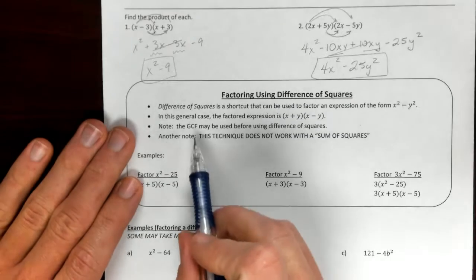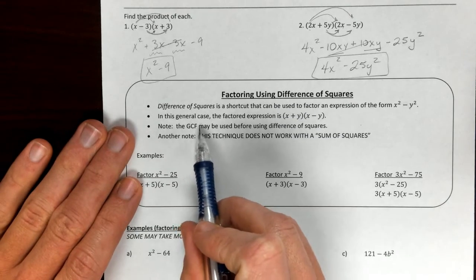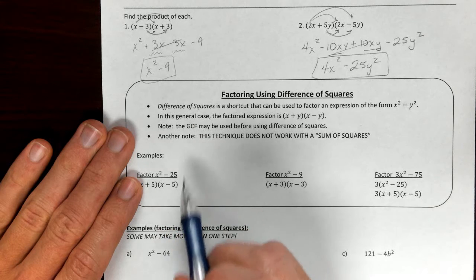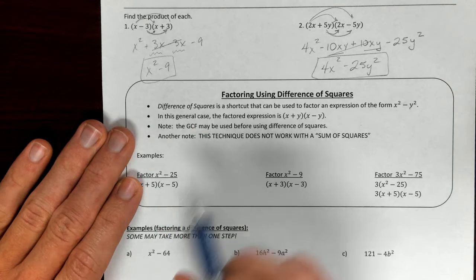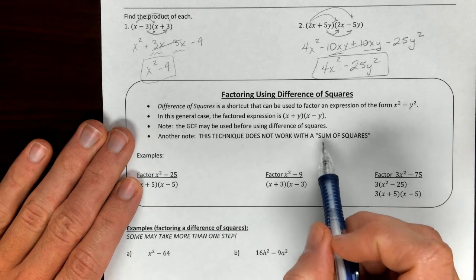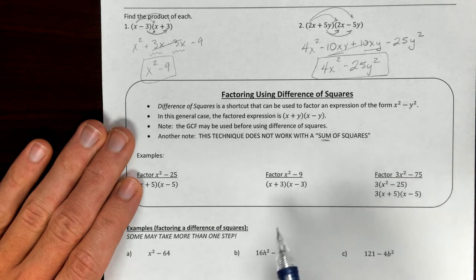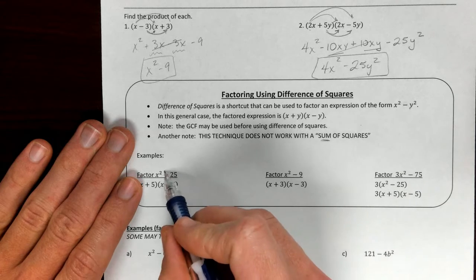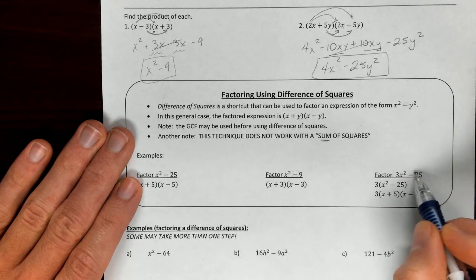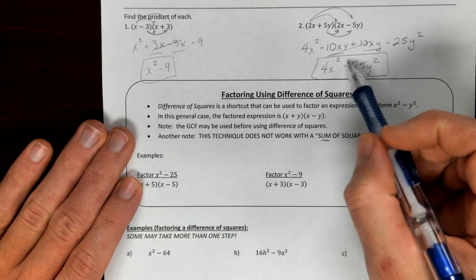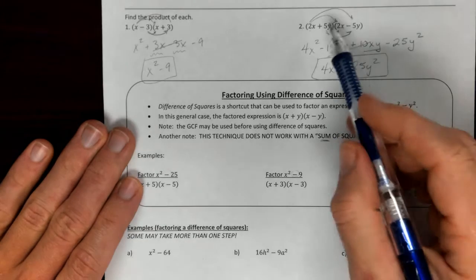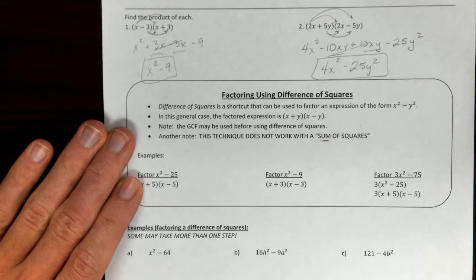Alright, now, always look for a GCF first. Okay, and it says another note, this technique does not work with the sum of squares. Notice that every example has a minus sign here. Because again, the only way for me to get this negative at the end is to multiply different signs, a positive and a negative.